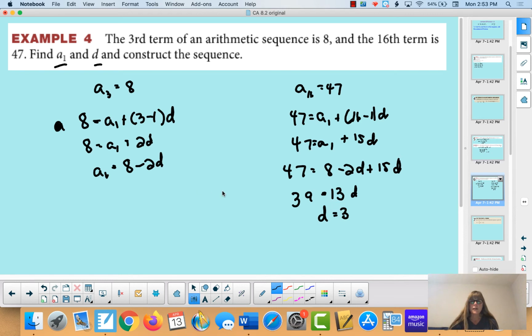Plug that back into either of these equations. So I'm going to go ahead and plug that back into this equation right here to get that a sub 1 is 8 minus 2 times 3. So a sub 1 is 8 minus 6, or 2. So that means my sequence starts with 2, that's a sub 1, and then I add 3 every time, so the next term is 5, 8, and so on.